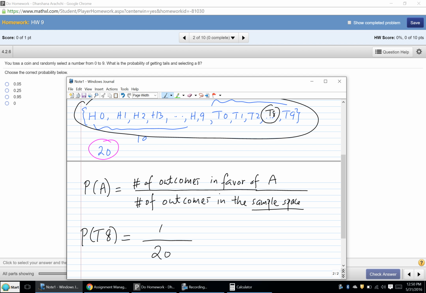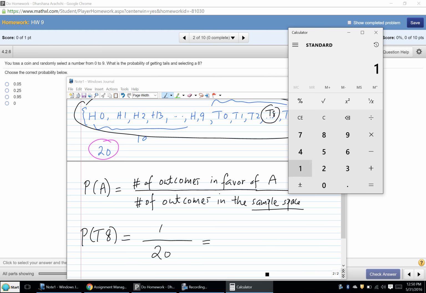Okay, so the probability is 1 over 20. Since these answers are given in the decimal format, let's divide 1 by 20 and see what we get. Okay, which is 0.05. So the answer is the first one.